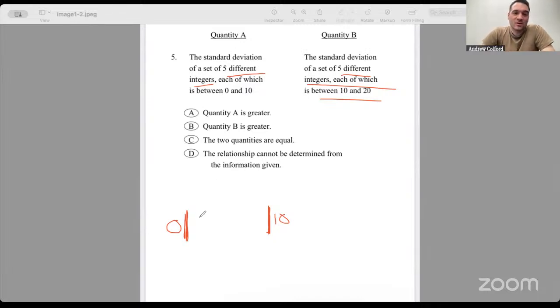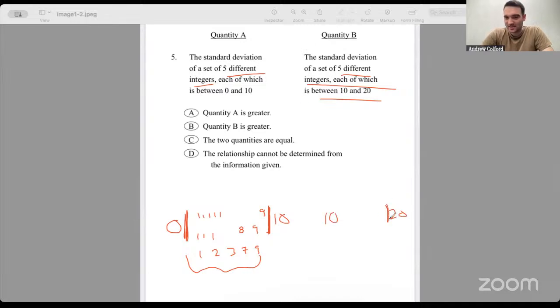It could be 1, 1, 1, 1, and 1, right? 5 ones. It could be 1, 1, 1, 9. It could be 1, 1, 8, 9. It could be 1, 2, 3, 7, 9. All of these different mixes would have a different standard deviation, as would all of these different ones.